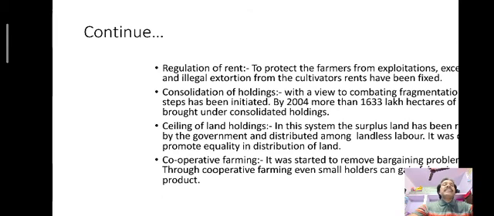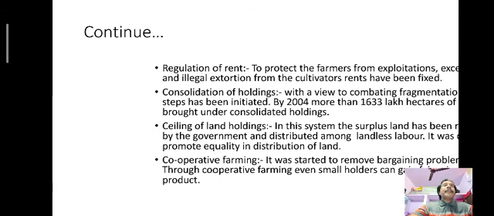Next is the ceiling of land holdings. Ceiling means the fixation of land, how much land a person can keep. So in this system, surplus lands have been distributed among the landless labourers by the governments. So it helped the government to promote equality in the distribution of land.